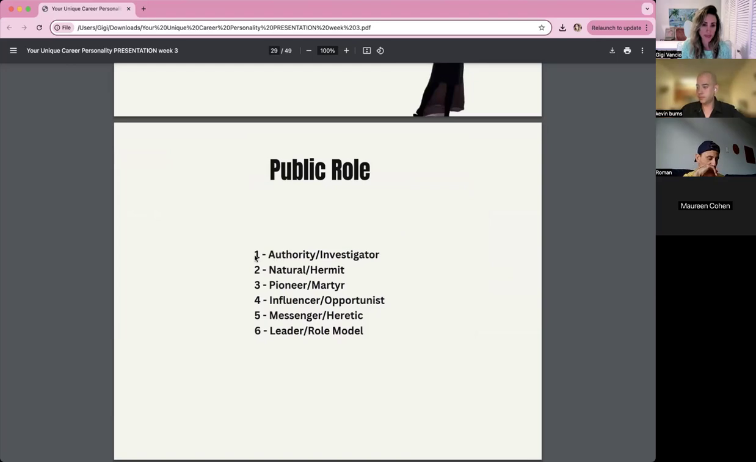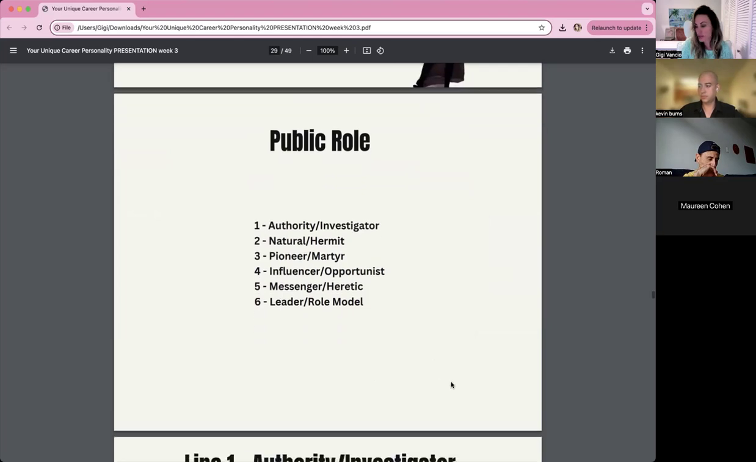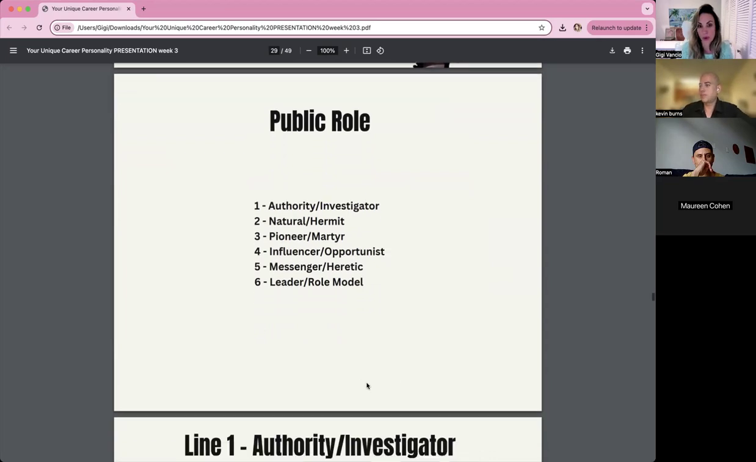But we went through last week your public role, which is the lines in your chart. So on the right side, the decimal, and on the left side, the decimal. So for me, it's a 5-1. But for you, you'll have the right side, which is your conscious side, and then the left is the unconscious. And so that will create your public role.